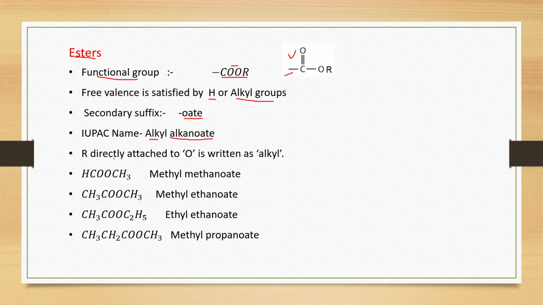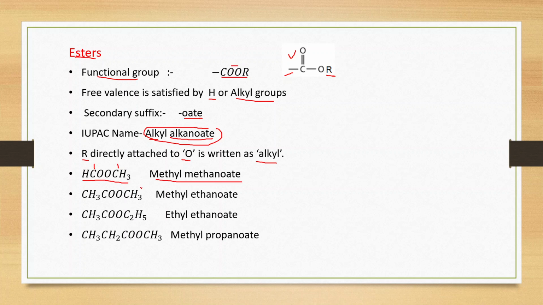Now again remember, R, that is the alkyl group directly attached to oxygen, is written as alkyl in the name of this alkyl alkanoate. It means this R. See, the first member is HCOOCH3. So this is methyl, and one carbon atom is here. So this is methyl methanoate.